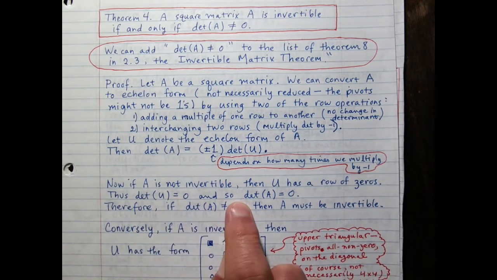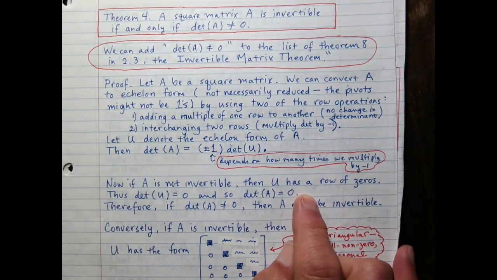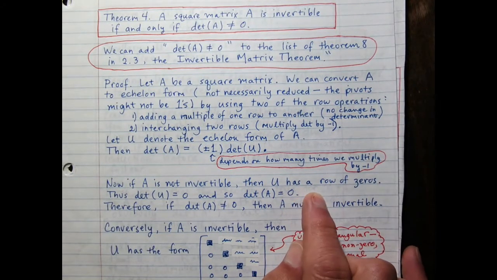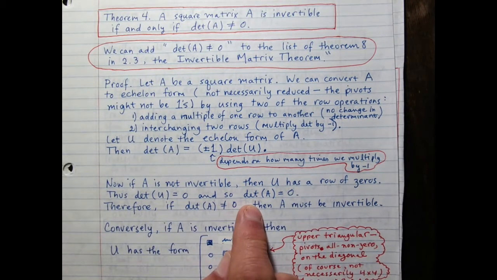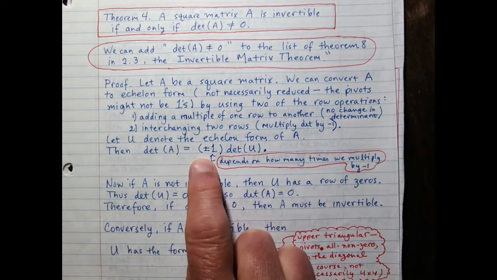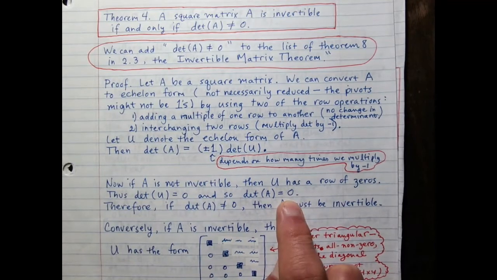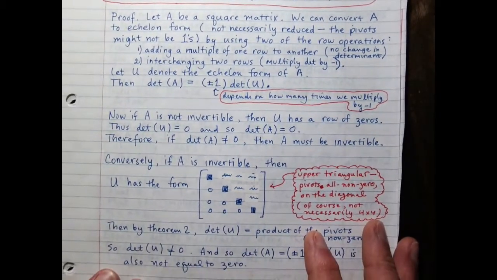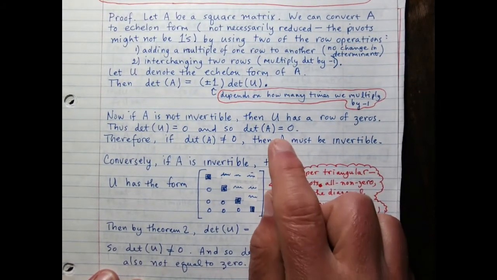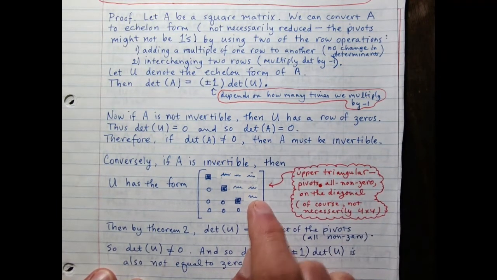So if A is not invertible, then U will have a row of zeros. So that echelon form will have to have a row of zeros. So the determinant of U is 0. And so the determinant of A would be plus or minus 1 times 0, which would also be 0. And therefore, if the determinant of A is not 0, A must be invertible. Because if A is not invertible, the determinant of A will be 0.